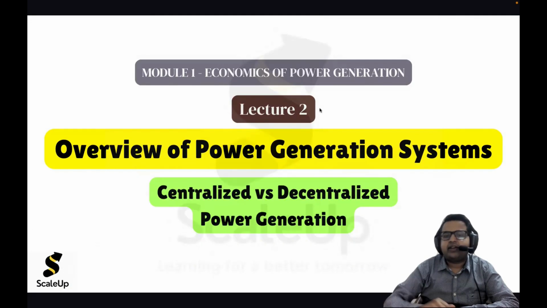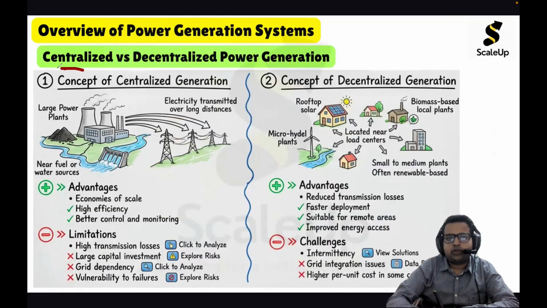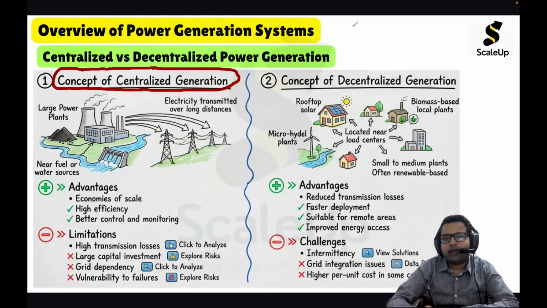Centralized versus decentralized power generation. If we talk about the concept of centralized generation, here we have large power plants situated near fuel or water sources, which are the primary energy sources, and they generate electricity and they are grid dependent. So electricity is transmitted over long distances. That is the main concept of centralized power generation.